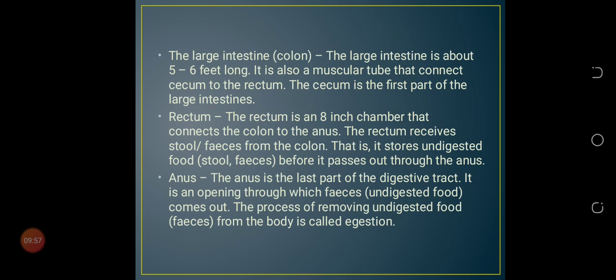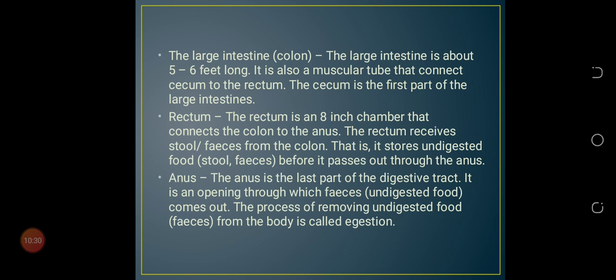It then moves into the large intestine. The large intestine absorbs a lot of water from the undigested food. After that, bacteria in the colon also digest cellulose and produce vitamin K and B for the body's use. Now the remaining undigested food, usually in the form of semi-solid, that's the feces, is emptied into the rectum.